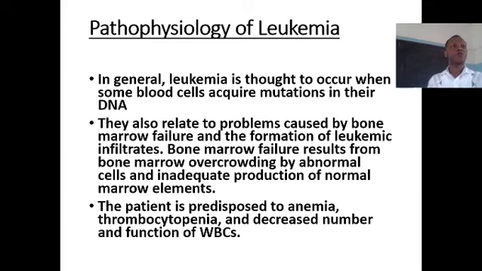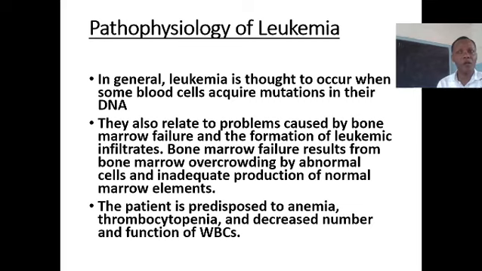The pathophysiology of leukemia. In general, leukemia is thought to occur when some blood cells acquire mutations in their DNA. They also relate to problems caused by bone marrow failure and the formation of leukemic infiltrates.